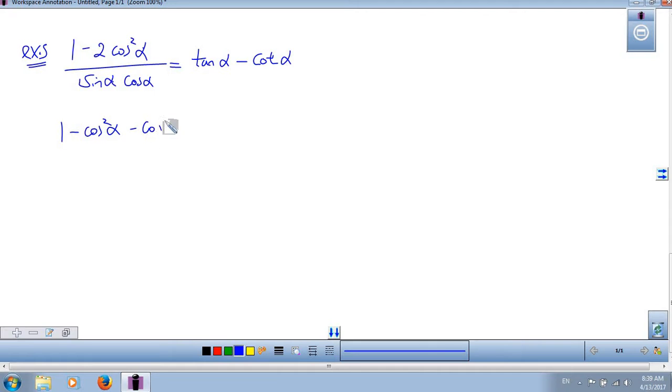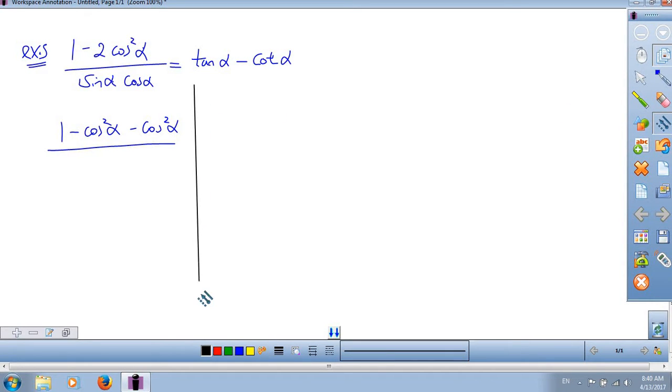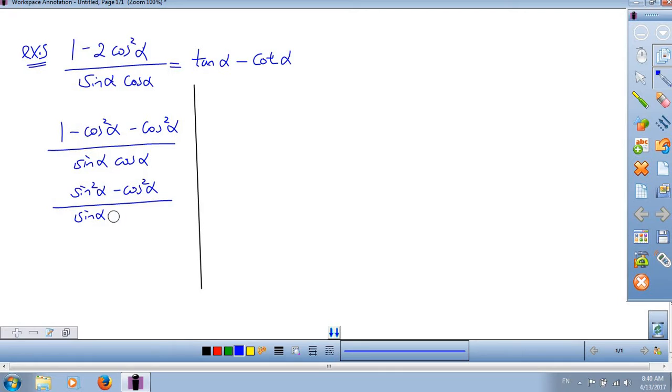Well, if we have two of them, we could write it like this, can't we? Because 2 is just what? 1 minus 2 cosine squared alpha, I can separate them into two things. The denominator is sine alpha and cosine alpha. That doesn't change. But this becomes what? Sine squared alpha minus cosine squared alpha. Let's see what we can do with that, because now we can actually separate this into two fractions. Remember what we did? We used that similar method. We separate them into two fractions. So it becomes like this.